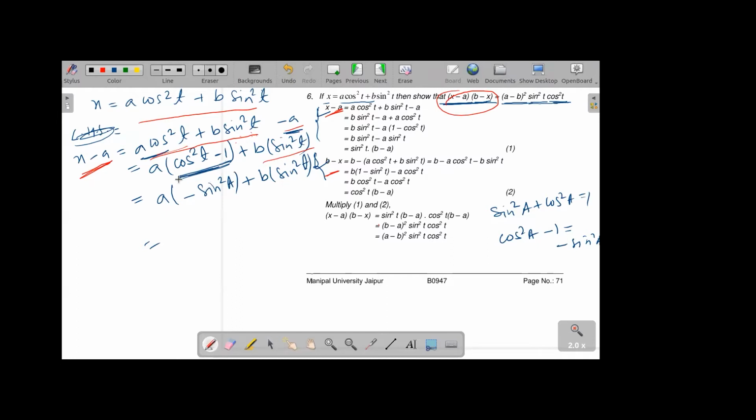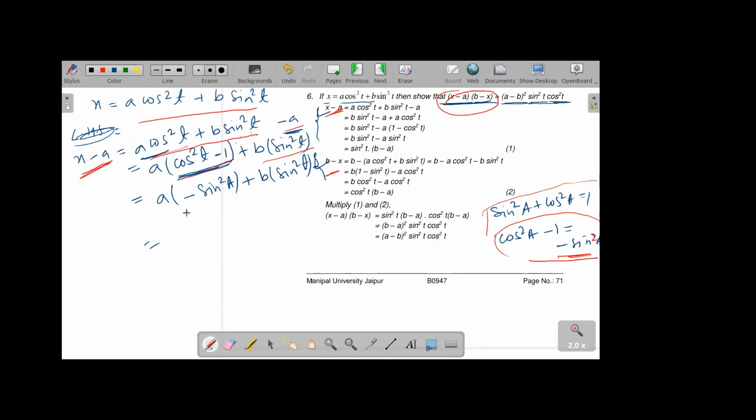Now cos square t minus 1 can be taken as minus sin square t from the formula, like we have already studied sin square a plus cos square a equals 1. So from this formula we can take cos square a minus 1 equal to minus sin square. So I have put this minus sin square here.